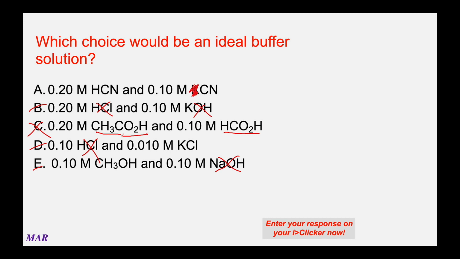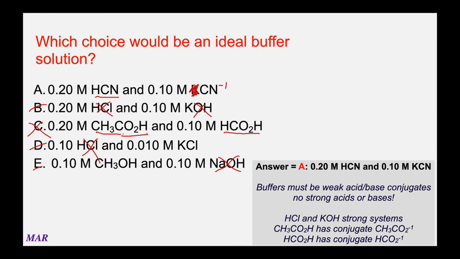K plus is the conjugate of KOH, so it won't affect your pH. And as K plus goes away, you're going to have cyanide. So cyanide plus H plus makes hydrocyanic acid, HCN, and HCN minus H plus makes cyanide. So the answer here is definitely A. Those are the conjugates of each other.